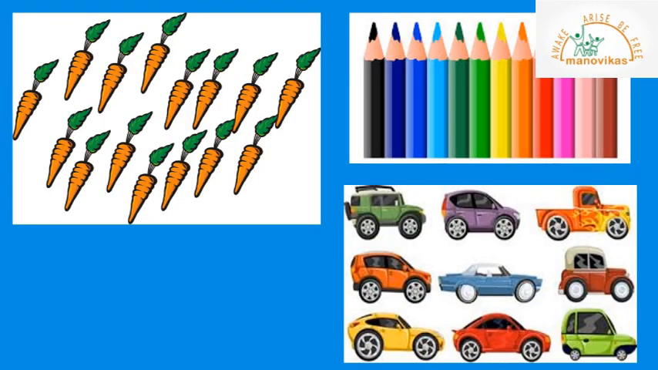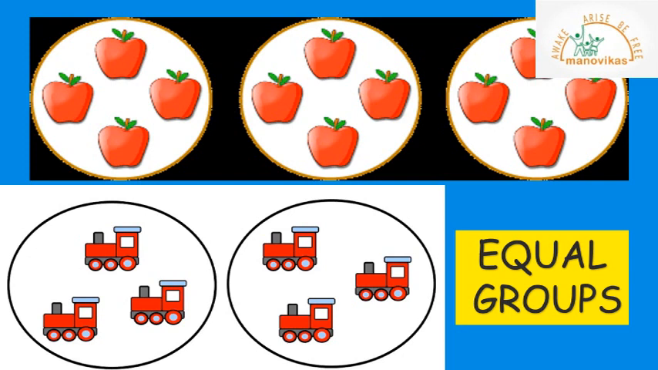Now let us look at these pictures. You can see carrots, a group of pencils of different shades and toy cars. Here we see 2 different types of pictures. In one, there are 3 plates with 4 apples each. In the other picture, we have toy trains grouped in 2 with 3 toy trains in each group. This tells us they are all equal groups.